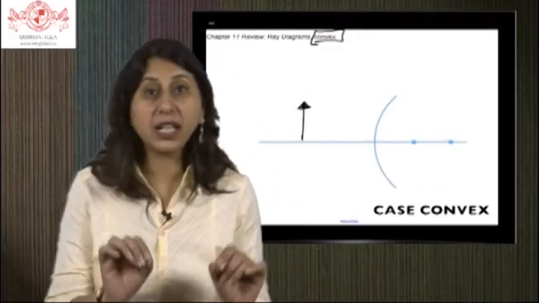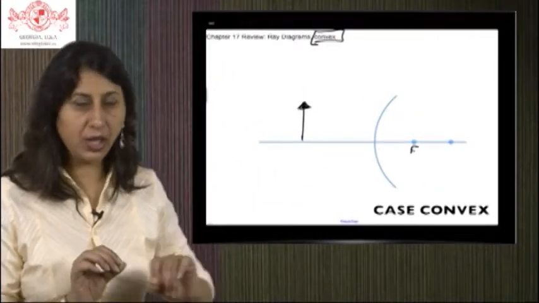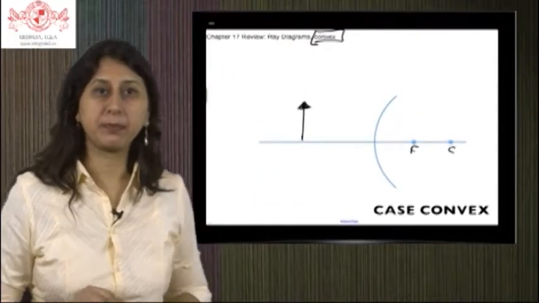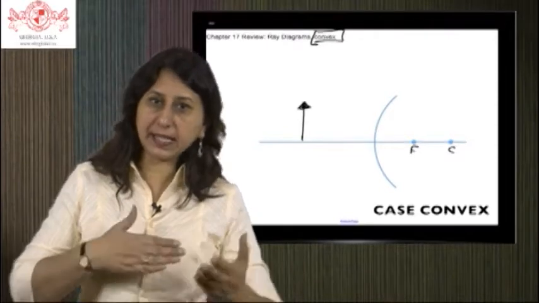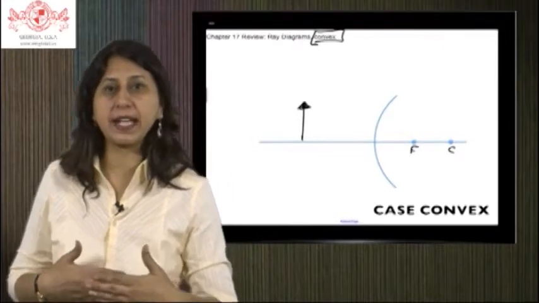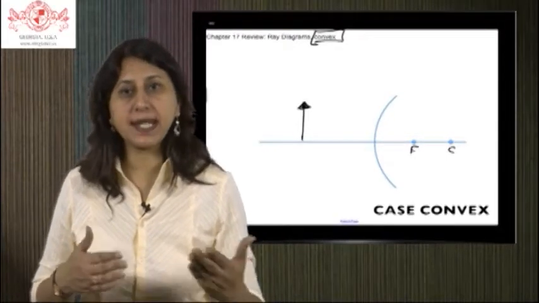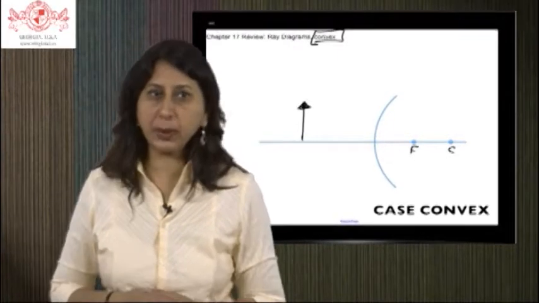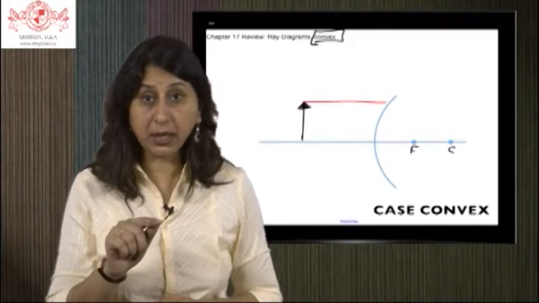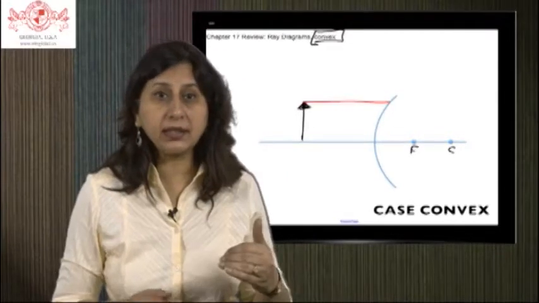Now the last case is image formation with a convex mirror. The object is placed in front of the reflecting side of the mirror. Behind the mirror, we have the focus F and the center of curvature C. Now remember that the focal length will be negative.